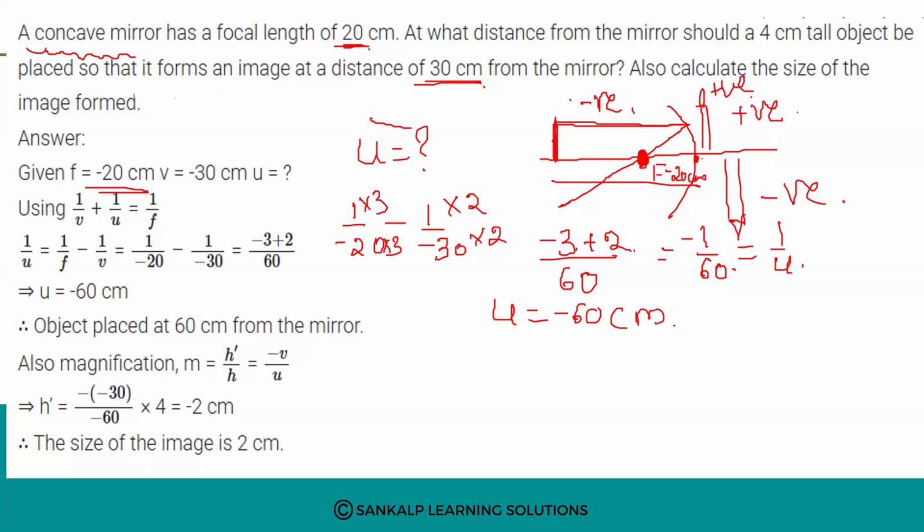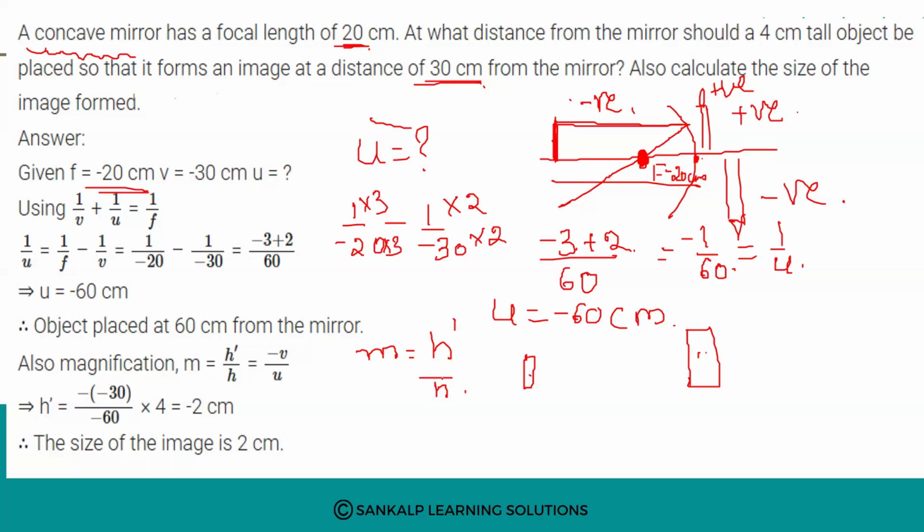Okay. So also calculate the size of the image formed. Magnification. Size means how big the size is, that is magnification. So magnification m is equal to h dash divided by h. If you get the image larger than the object after reflection, that we call magnified. If the image is bigger than the object, then the image is magnified. How do we find that out?